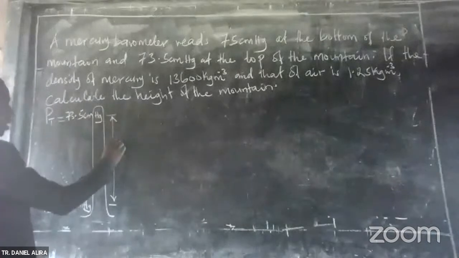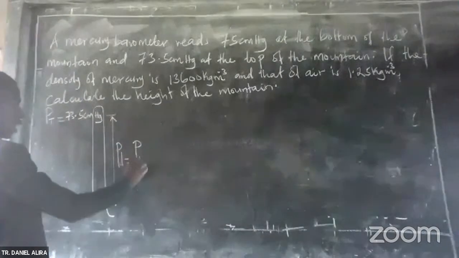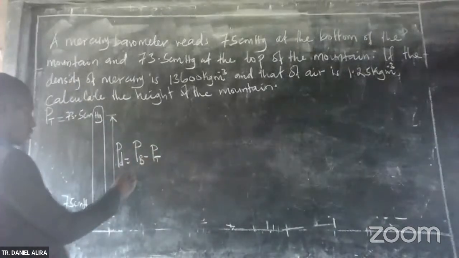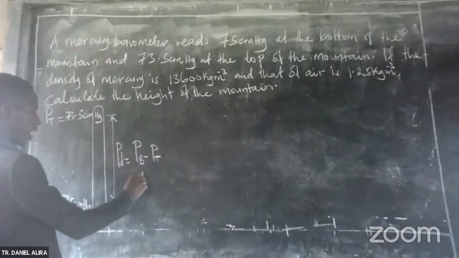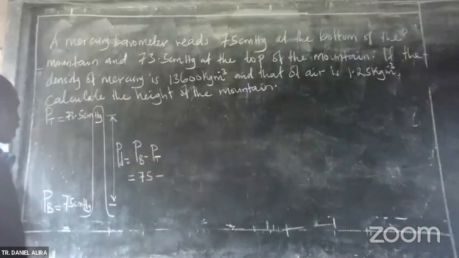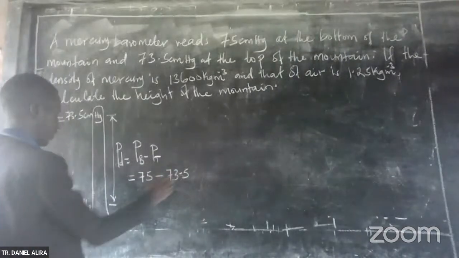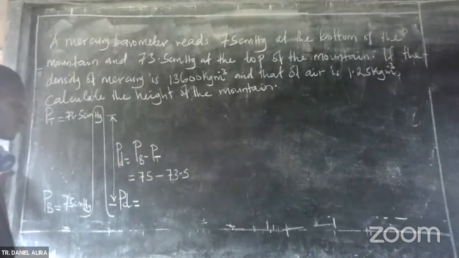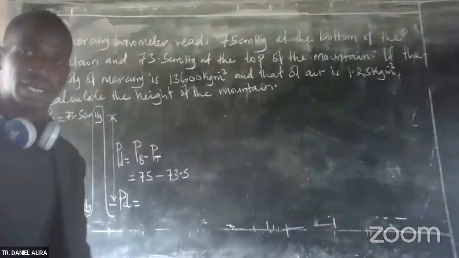The pressure difference is the pressure at the bottom minus the pressure at the top, which is 75 minus 73.5. So what is our pressure difference now? What's the pressure difference here? Please go to the calculators.